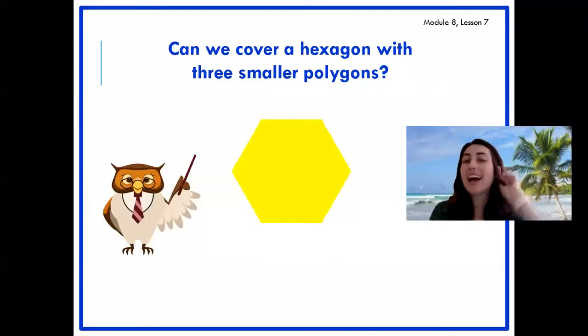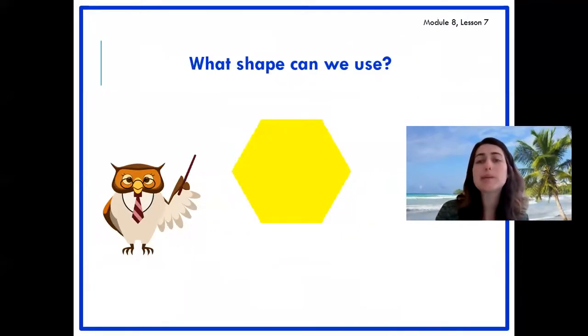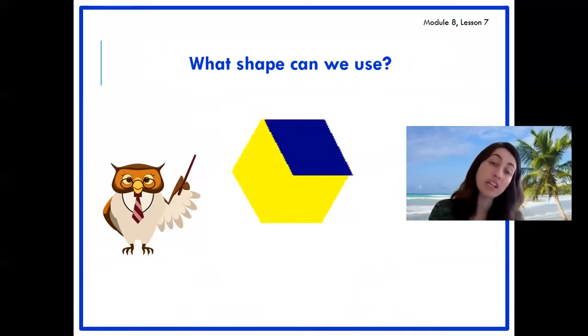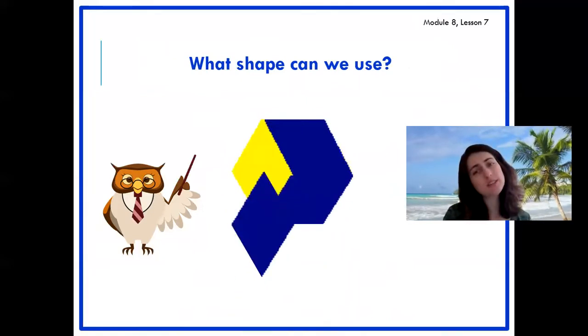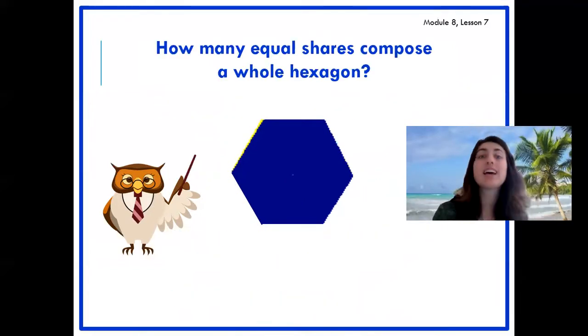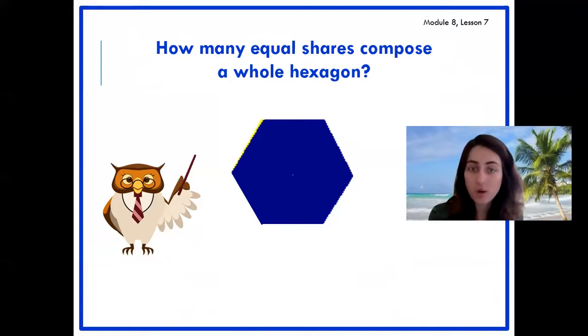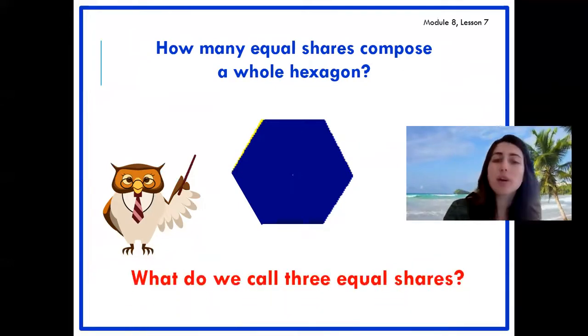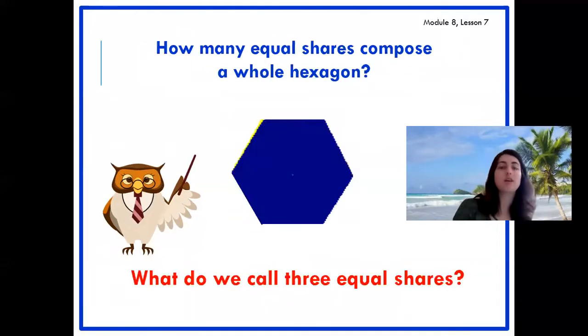But can we cover a hexagon with 3 smaller polygons? Let's check it out. What shape can we use? 1, 2, 3. Oh, it did it. I put on 3 rhombuses and I covered up the whole hexagon. How many did it take? How many equal shares compose a whole hexagon? 3. What do we call these 3 equal shares? We call them thirds. We call them thirds because it's 1, 2, 3.